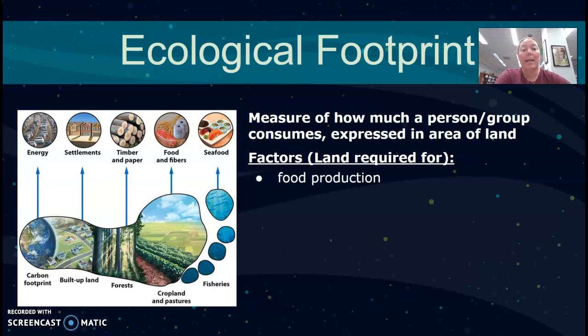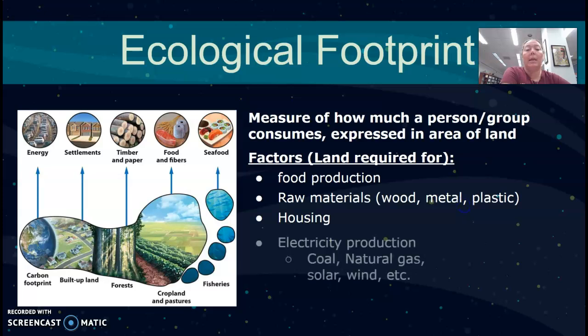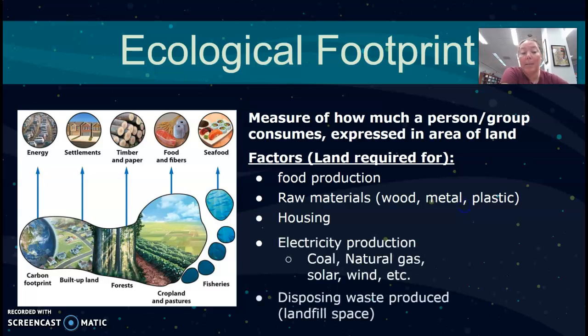So the factors that we need land for are food, raw materials, housing, and electricity production. So that's impacting the land requirements, and then how we also dispose of our waste. Newsflash, the United States is one of the only countries that uses things like landfills. It's not a very sustainable way to get rid of your trash, but we do it.